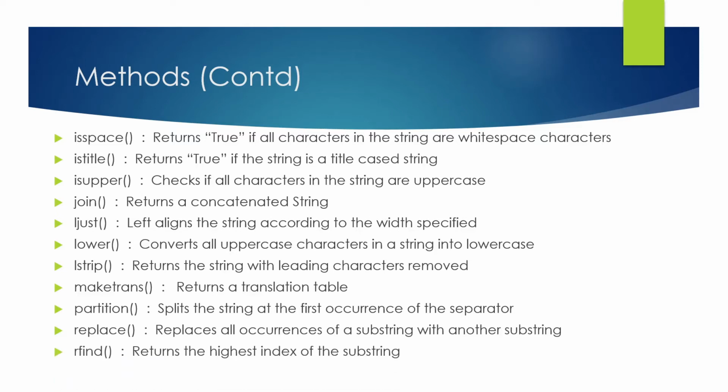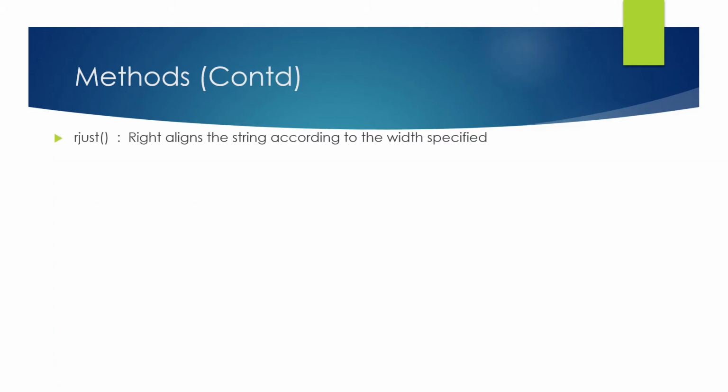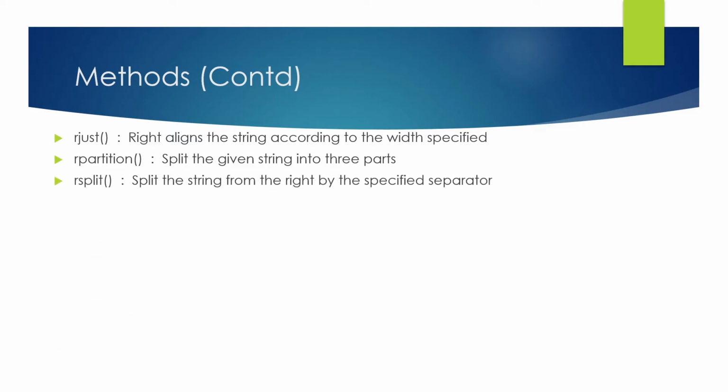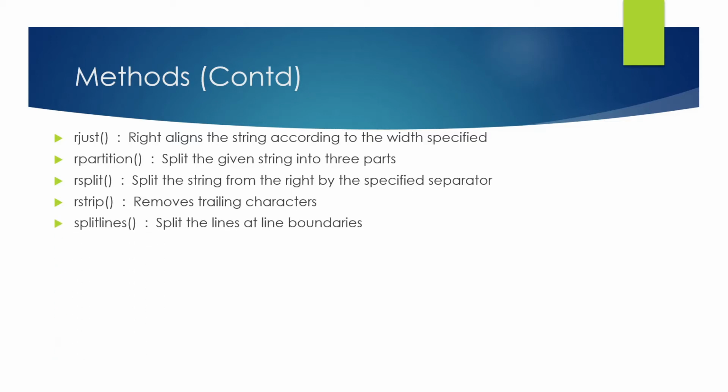rfind returns the highest index of a substring. Let's move forward. rindex returns the highest index of the substring inside that string, and it's an integer value. Rjust right aligns the string according to the width specified. Rpartition splits the given string into 3 parts. Rsplit splits the string from the right by the specified separator or delimiter. Rstrip removes trailing characters. Splitlines splits the lines at the line boundaries.